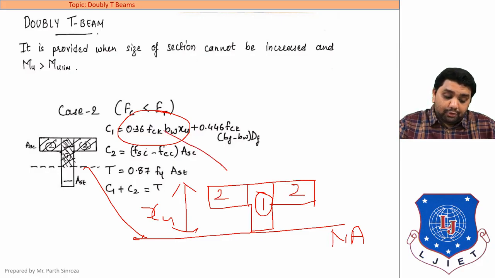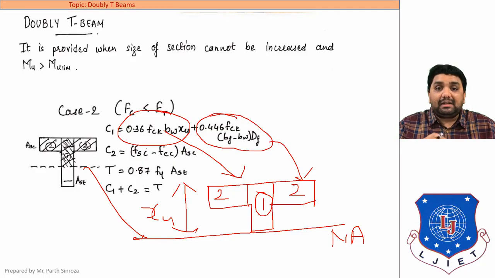So the first portion of C1 is due to this section 1. And as we have discussed earlier, it is 0.36 fck bw Xu. But why bw? Because the width we are always considering is that passing through the neutral axis. In case 1, the neutral axis was passing through the flange, so we considered bf in that case. But in this case, that is our case 2, the neutral axis is passing through the web portion. Therefore, we will be considering bw as the width of the beam and Xu. Clear? And this second portion will be due to this second part, that is our flange portion.